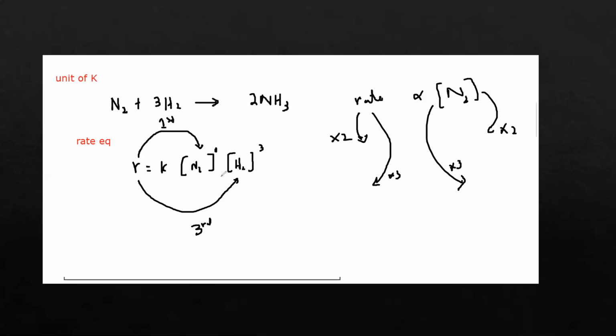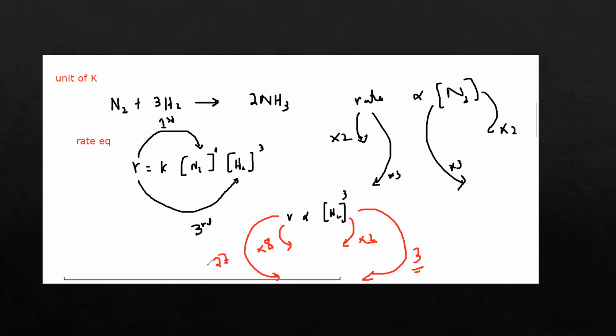And what about hydrogen? It is third order with respect to hydrogen. How do we explain this statement? If I double the amount of hydrogen, what happens to the rate? The rate will increase by 2 raised to power 3, which is 8. If I triple the concentration, the rate will be 3 raised to power 3, which is 27, so the rate will increase by 27 times. So this is third order with respect to hydrogen and first order with respect to nitrogen.